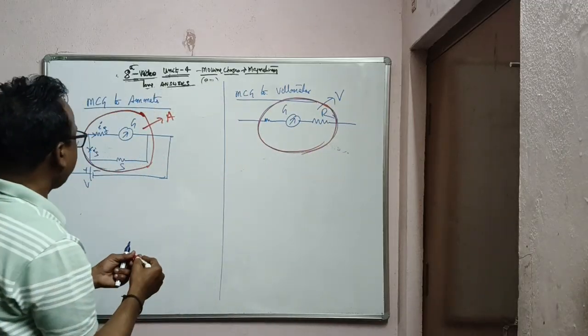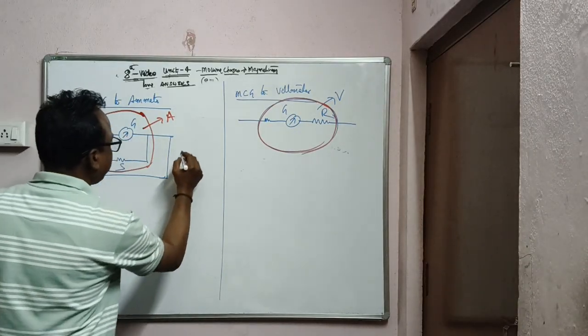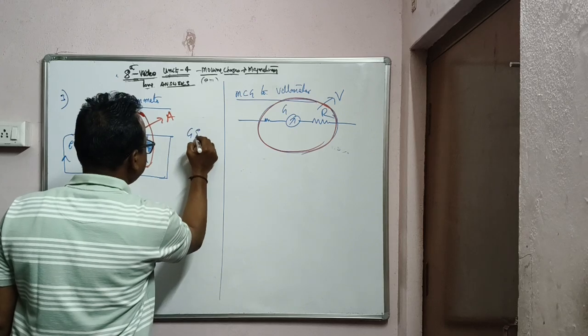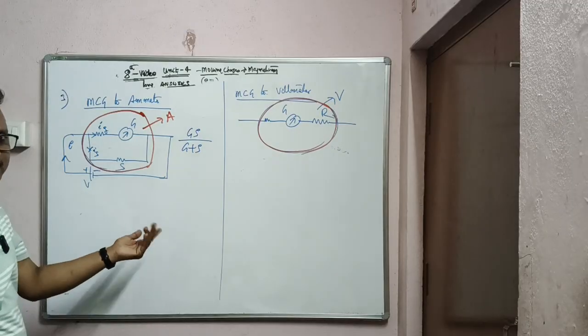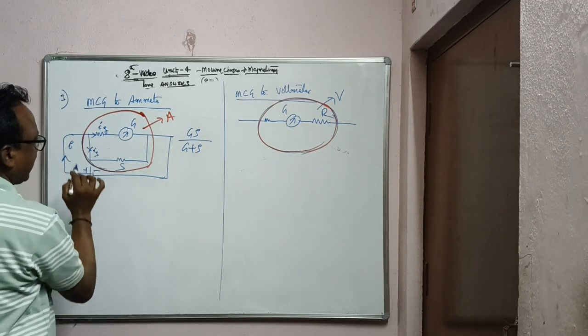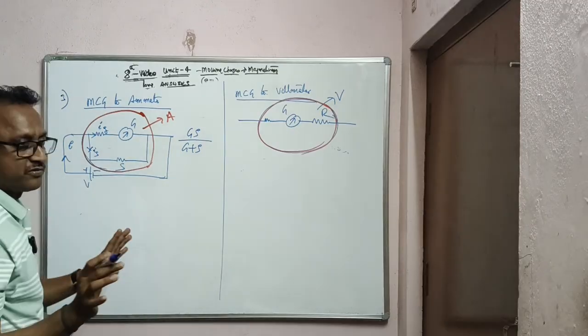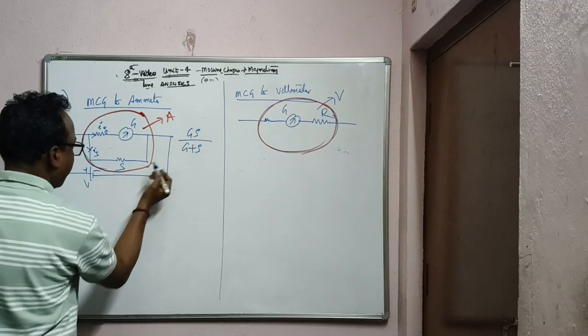Clear now? Right. Now be careful. Both are parallel. What is effective resistance? Effective resistance is given by GS by G plus S, 1 by G plus 1 by R. Resistance formula. And from Kirchhoff's law, I is equal to IG plus IS. In a parallel connection, which one is constant? Potential is constant. So what is the total current?